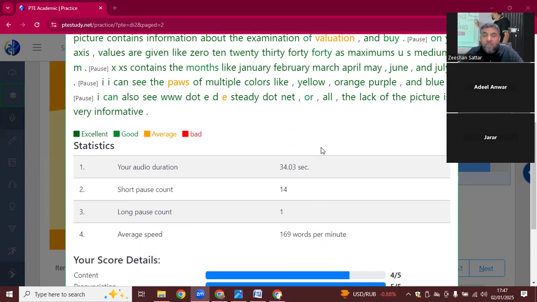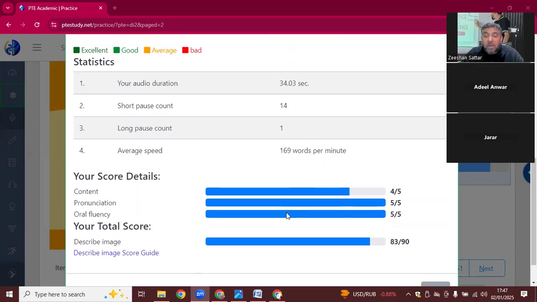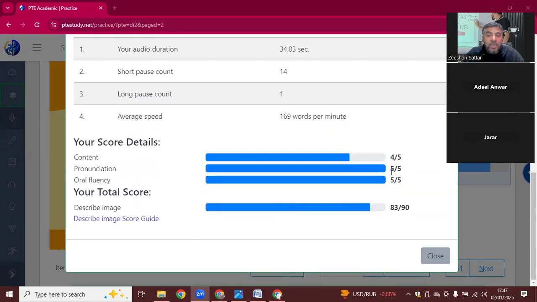So now our speed was 169 words per minute, which is a bit more fast. Thoda tez hai. And we have taken 14 short pauses. One long pause was there. We have got 83 out of 90, 100% in the pronunciation, 100% in the fluency, and 4 marks in the content. Okay. So now we are going to reattempt it in a better way.